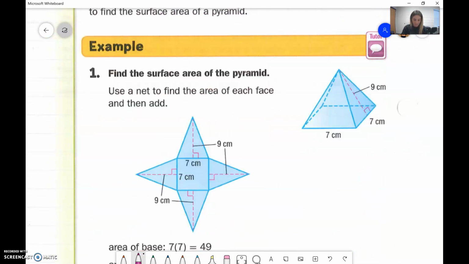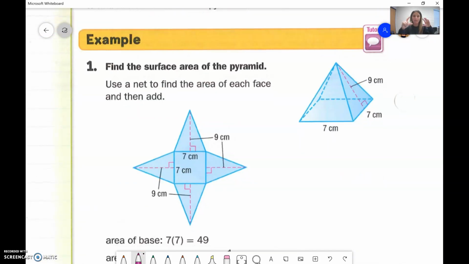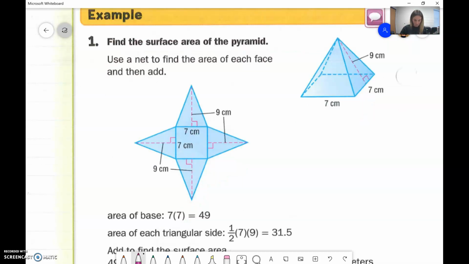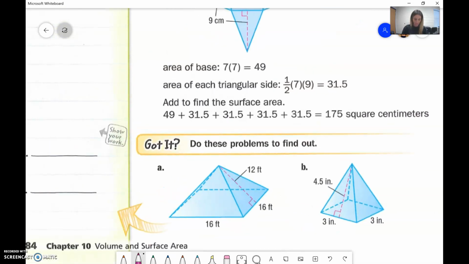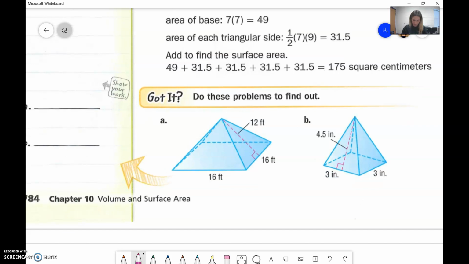Okay, so basically all we have to do is find the area of each part and add them all up. It's no different than finding it of a regular prism that we worked on the other day. So now what we're doing is we're working on pyramids. Obviously pyramids have triangles. So therefore we have to find the area of a triangle, which is area equals base times height divided by 2, or 1/2 times base times height, or 0.5 times base times height. So there is one example, but we're going to jump right in and actually do some practice problems.